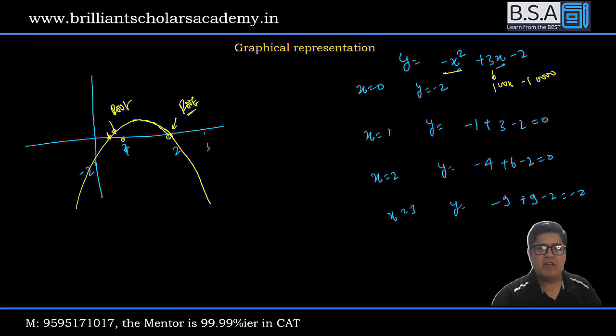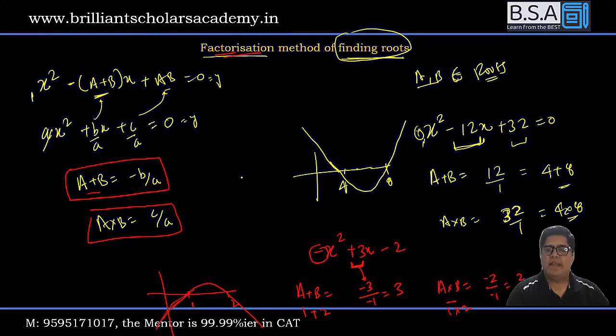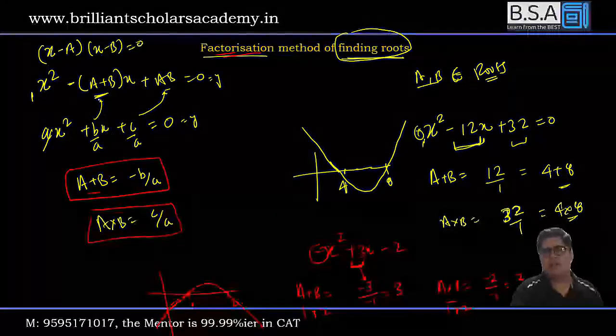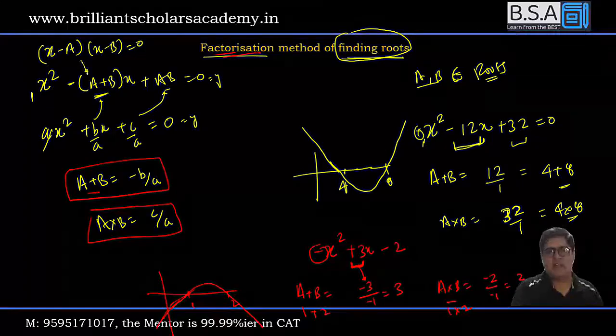So a downward graph is there when this is negative. Then I showed you what it means to factorize. This is called the factorized form. x minus a into x minus b is equal to 0. When you open these brackets, you get this equation.